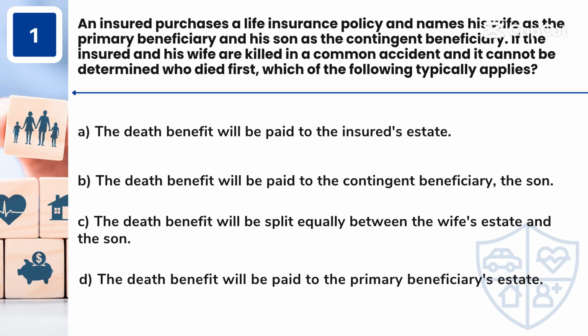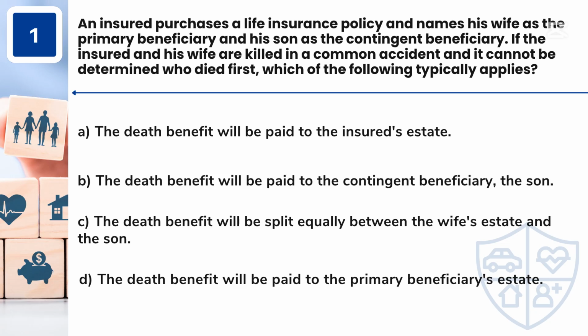Question 1. An insured purchases a life insurance policy and names his wife as the primary beneficiary and his son as the contingent beneficiary. If the insured and his wife are killed in a common accident and it cannot be determined who died first, which of the following typically applies?